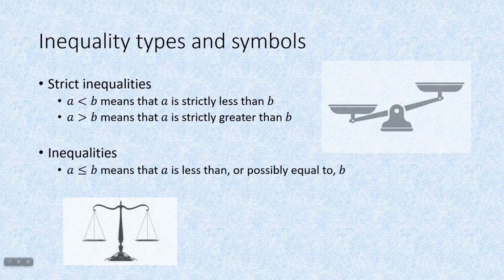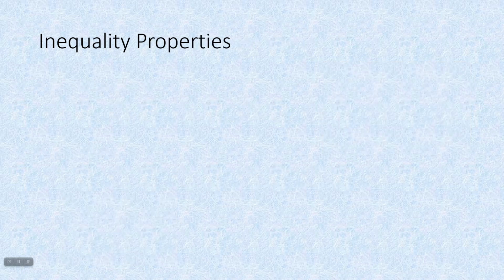So we could have equality. So A, and then this symbol means less than or equal to B. So it's less than, could be a situation like this, or it could be that they're balanced or equal to B. And A is greater than or equal to B means that A is greater than or possibly equal to B. All right, so what can we do with these inequalities?